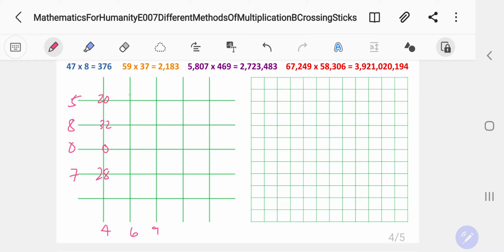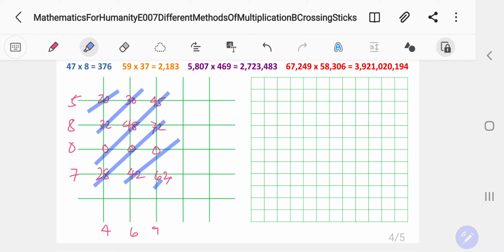Then you have 6 times 5 would be 30. And then you have 6 times 8 would be 48. 6 times 0 would be 0. 6 times 7 would be 42. 9 times 5 would be 45. And then 8 times 9 would be 72. And then 9 times 0 would be 0. And 9 times 7 would be 63. So you can now draw the diagonals here, here, here, here, here, and here.